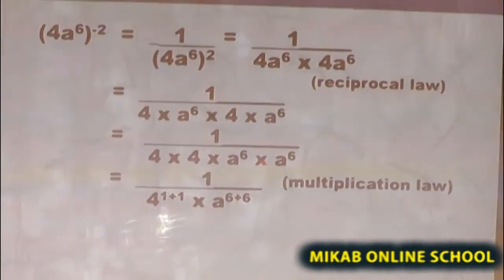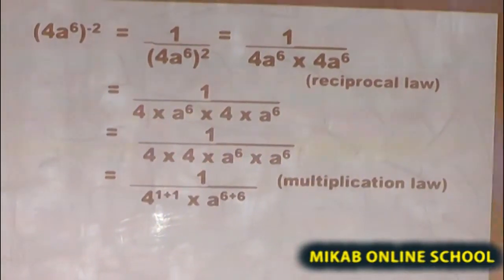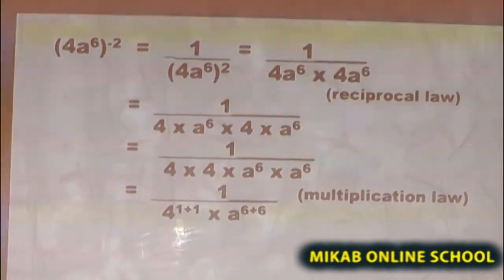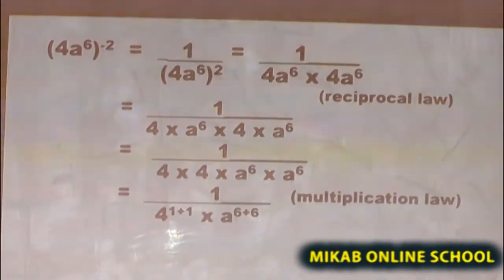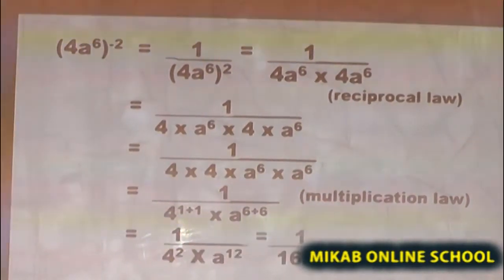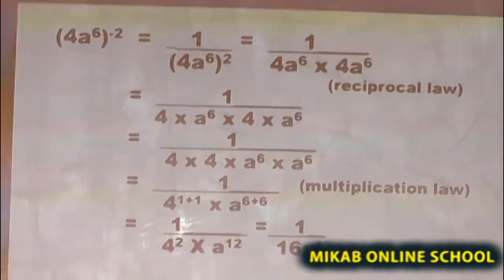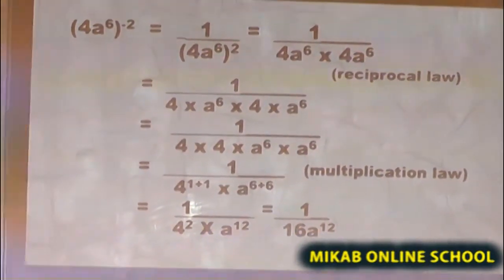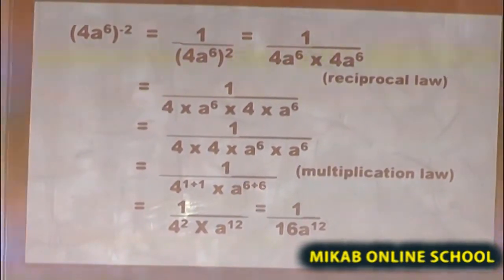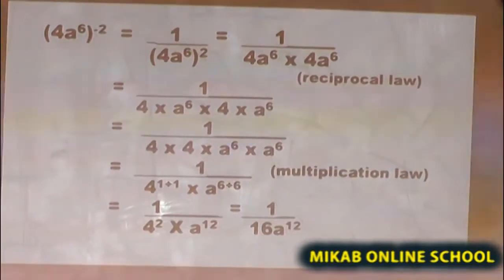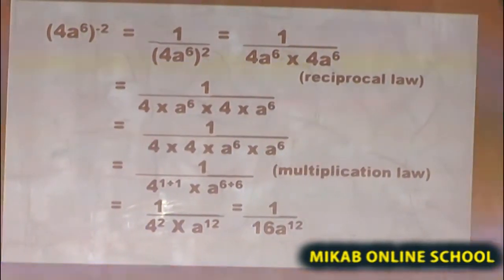The connectivity is multiplication. We are going to add the power. So we are going to have a raised to the power of 6 plus 6. And that same expression will be equals 1 all over 4 raised to the power of 2 times, if you add this 6 to this 6, you are going to have 12. So you'll be having a raised to the power of 12.